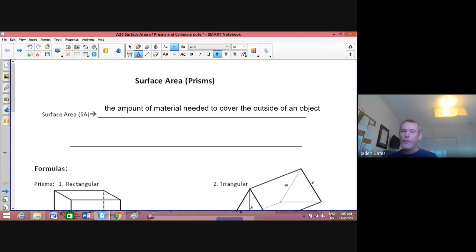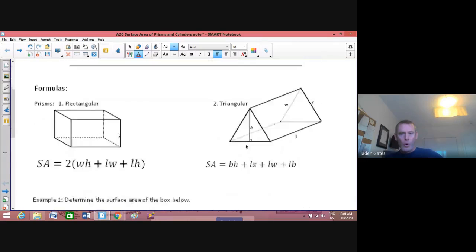We're going to look at surface area, which is the amount of material needed to cover the outside of an object. In essence, it's like wrapping a present. How much wrapping paper would you need to wrap certain objects? So here's our old rectangular prism. Looking at the variables, we have a W, which is our width, our height, and our length.